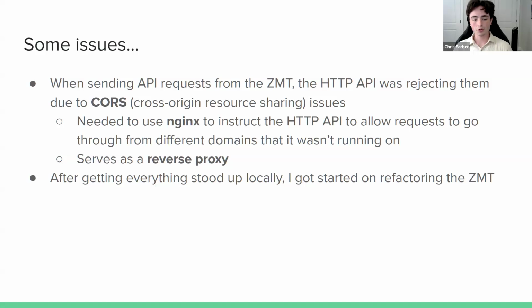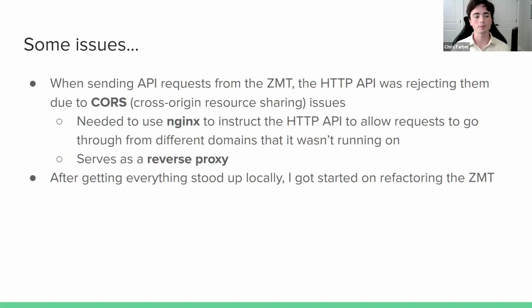And so in order to mitigate this, I basically needed to use something called Nginx. This allows you to set up what is called a reverse proxy. This basically allows it to pre-process requests before they are sent to the server. It basically tells the server to allow requests from other domains that it isn't currently running on. And so that involved a lot of work with Docker, Nginx, a lot of calls with Corey for sure. But anyway, after getting everything stood up locally, I was able to get started on refactoring the zone management tool.